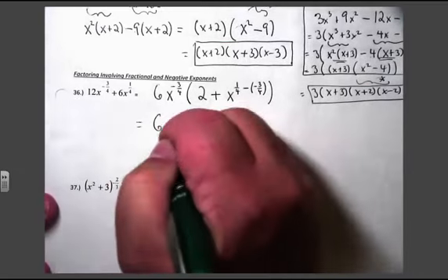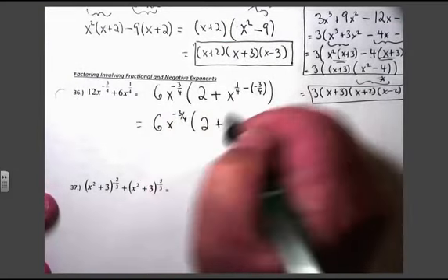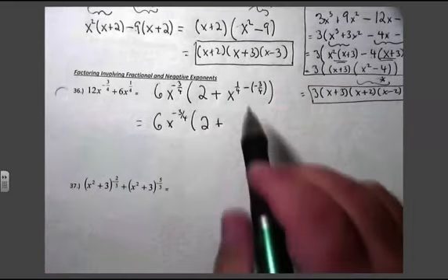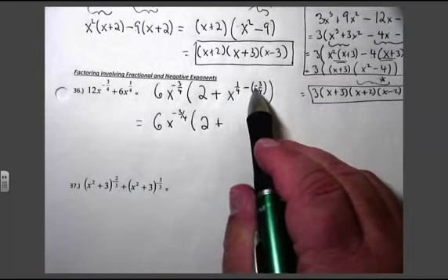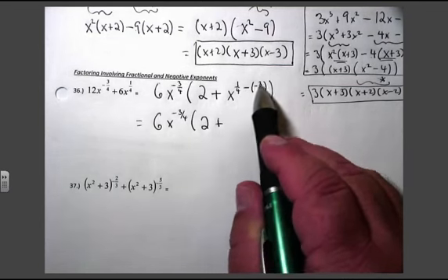Now let's clean them up. This will be 6x to the negative 3/4 times 2 plus, now help me out with these fractions here. What's 1/4 minus negative 3/4? A minus negative means it's a what? Positive. What's 1/4 plus 3/4?